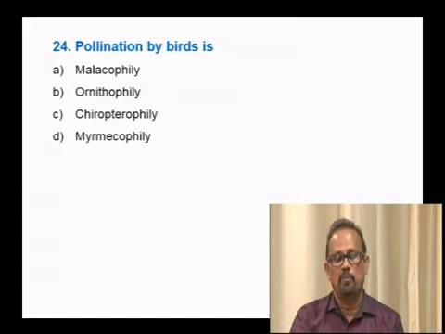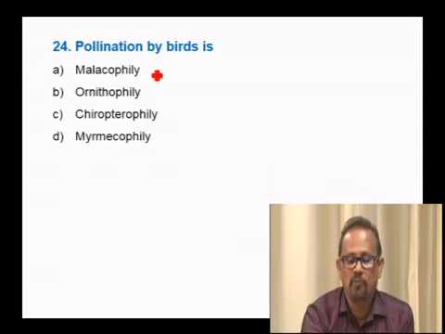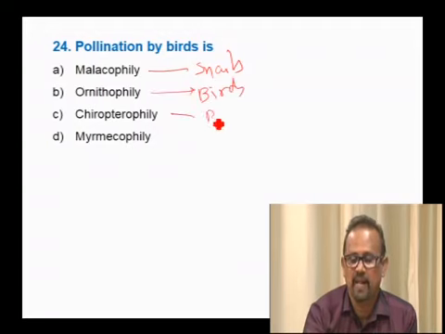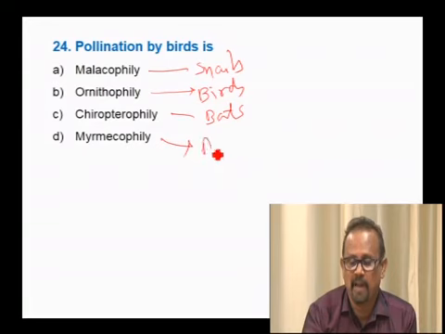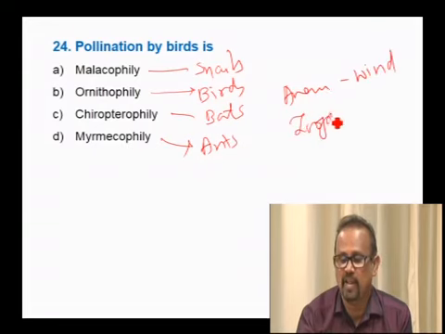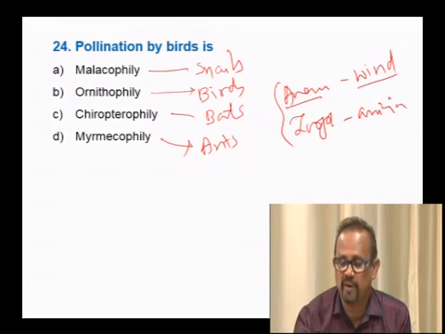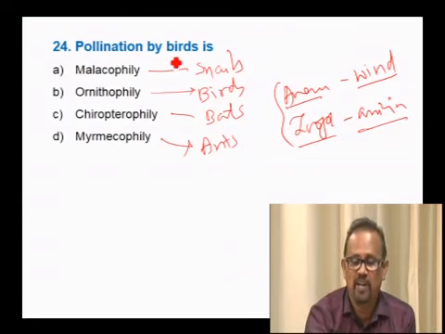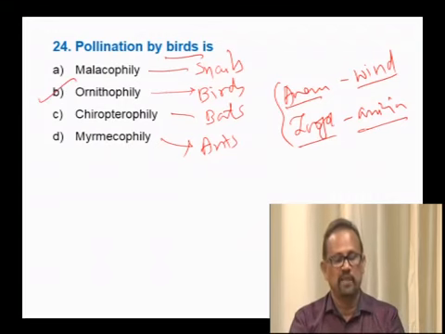Next question, pollination by birds is called? Malacophily is pollination by snails. Ornithophily, pollination by birds. Chiropterophily, pollination by bats. Myrmecophily, pollination by ants. In addition to this, anemophily, pollination by wind, not by animals. Zoophily, pollination by animals. Don't get confused between these. Of course, all of this comes under zoophily, but here pollination by birds is ornithophily. Therefore, the answer is B.